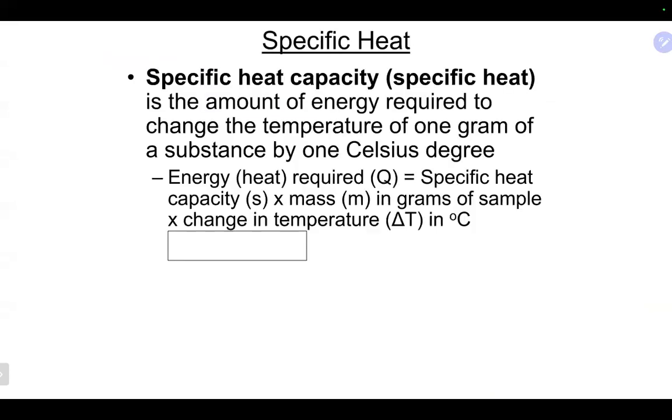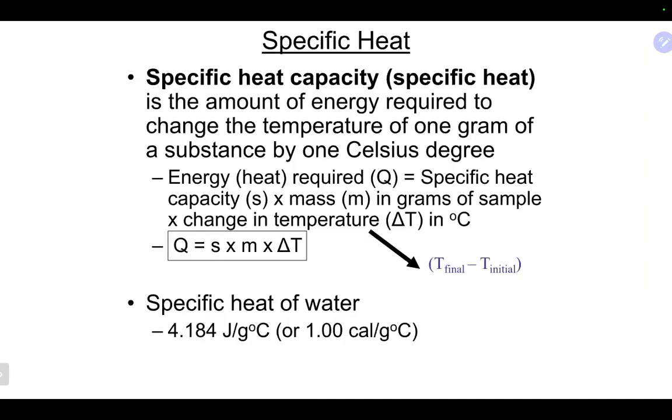All right, so one easy way that we could calculate the heat or the energy taking place in a chemical reaction is to calculate what is sometimes referred to as the specific heat. The specific heat capacity is the amount of energy required to change the temperature of 1 gram of a substance by 1 degree Celsius. That is almost identical to the definition of a calorie, which is to change 1 gram of water by 1 degree Celsius.